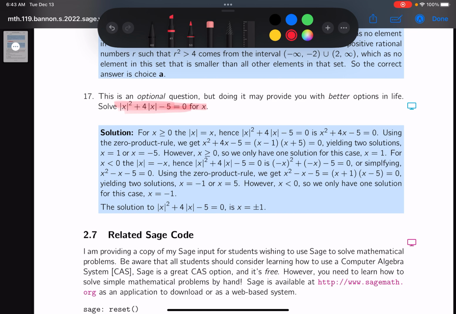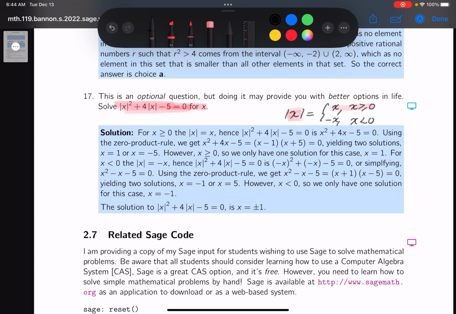Let me write that down for you. The absolute value of x would equal x if x is greater than or equal to 0, and it equals the opposite of x if x is less than 0. So let's take one case at a time. The first case I want to take is where the absolute value of x is equal to x, or x is a positive number. That's probably the easiest case to take.